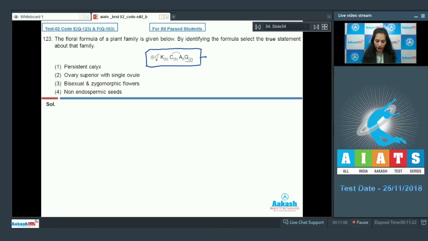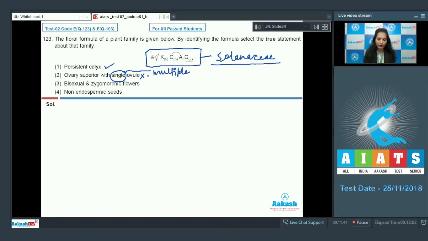So this floral formula is of a dicot family, Solanaceae or potato family. Solanaceae has persistent calyx. Yes, you must have seen on tomato, brinjal that green colored persistent calyx is present even after formation of the fruit. Ovary superior with single ovule? No, they have multiple ovules. If you cut tomato at your home while cooking, you must have seen many seeds in the tomato. So this option is ruled out.